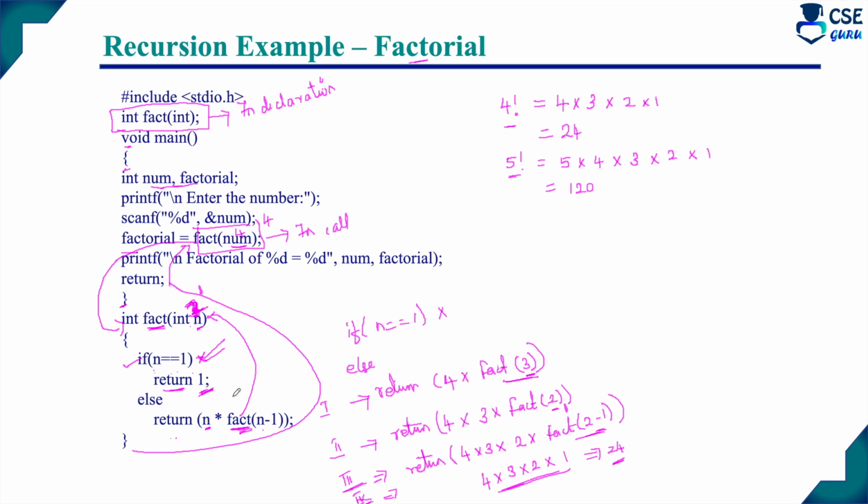Once you get the result, it will be sent back to this function, and here it will store factorial is equal to 24. And if you ask to print factorial of percentage d, here comes the number value. What is the input you have given? That is 4. So the output is factorial of 4 is equal to, and this percentage d carries the factorial value, that is nothing but 24. This is the output you will get on the output screen.